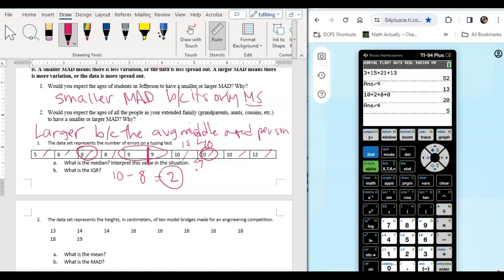So again, we have an odd number on either side of the median because it's 5 on each side. So the middle number is that third number here and that third number here, which is 8 and 10. So this is quartile 1 and this is quartile 3. And our IQR is quartile 3 minus quartile 1. All right.